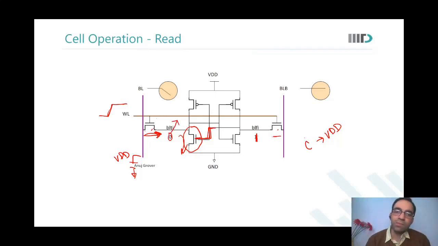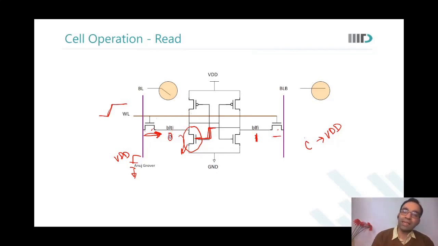If this BLTI starts to rise up, what would happen? The discharging from BL will happen at a slower rate. But still more worrisome thing is, you stored a 1 here, you stored a 0 here. Now this is no longer 0. This is almost 1. So what happens? My data can get corrupted.